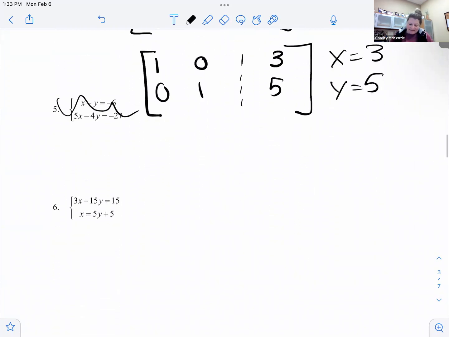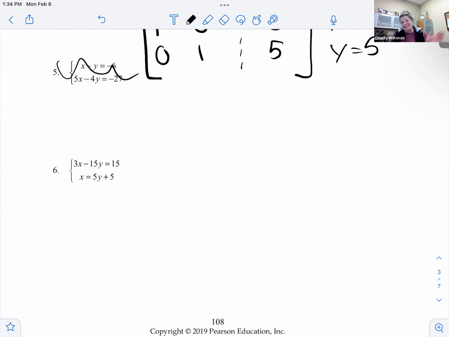So what happens if we look at problem 6 and it's in the wrong form? Then you need to move this stuff around in order for it to go x, y, number before you can start your matrix. So this has to go 3x minus 15y equals 15. This bottom one, I have to move this over, so it's going to be x minus 5y equals 5. Then I can go to my augmented matrix and keep doing the problem. We're going to finish this one because it has a weird solution.